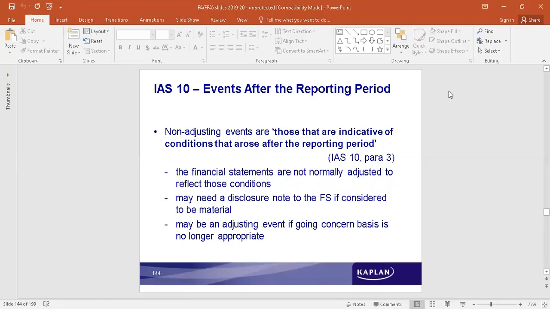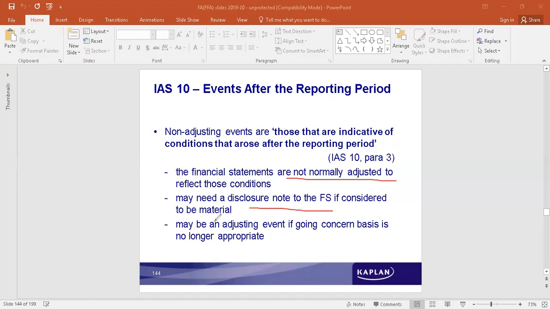What are non-adjusting events? Those are events indicative of conditions that arose after the reporting period. The financial statements are not normally adjusted to reflect these conditions, but if needed, there would be a disclosure note in the notes to financial statements, as additional information. So it would be included in that.